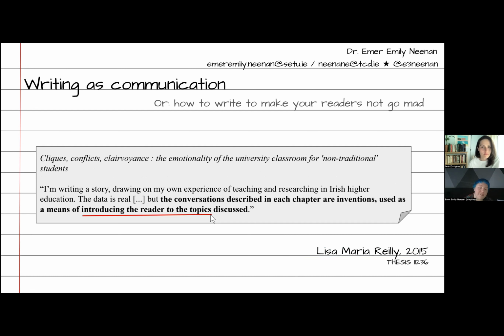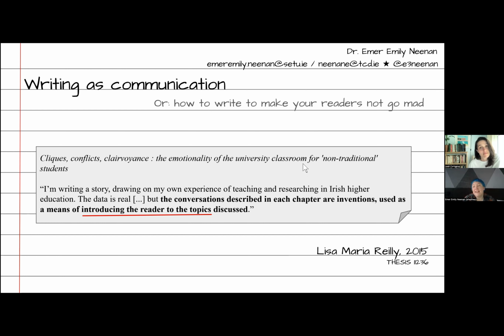Another one that I found is by Lisa Maria Riley, an alumna of my university, Trinity, a few years ahead of me. She was a non-traditional student who had returned to education and was doing her PhD on the experiences of non-traditional students within the university, and the emotionality of that experience. And she wrote her thesis as a memoir.